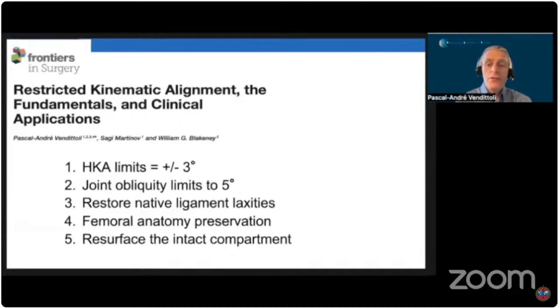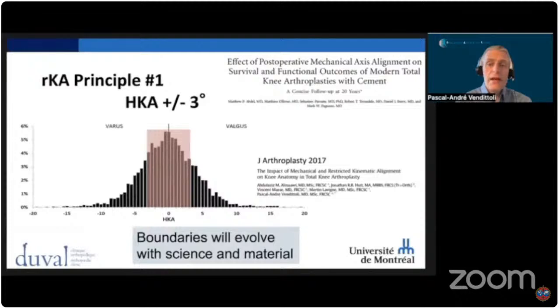I would like to review the 5 principles of RK fundamentals with you. I propose these principles based on patient anatomy description. The first principle is the HKA boundary of ±3 degrees. This number was selected based on 2 factors. First, to include more than 2/3 of the patients without any modification. Secondly, these numbers were not associated with decreased implant survivorship in MA-TKA history.